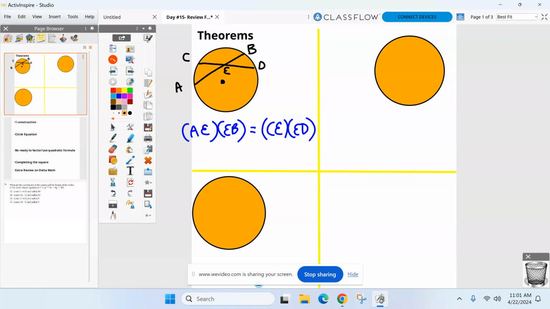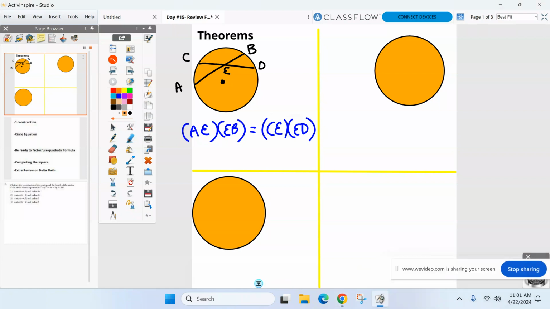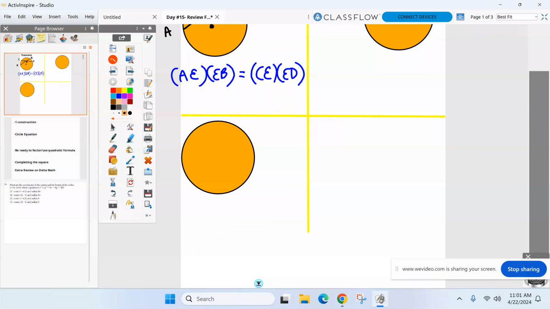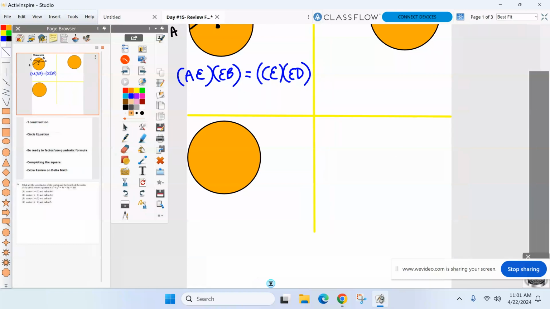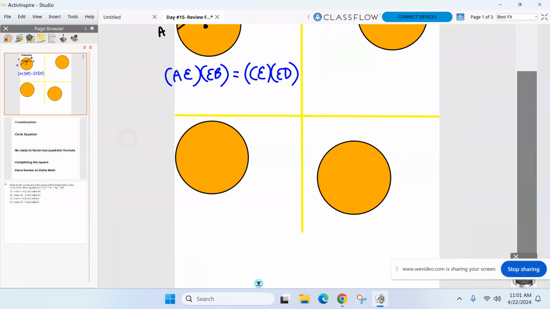So that's 2 chords only. I made a blank here. I didn't know whether or not to actually draw it in, but this is just a reminder that this theorem also applies to diameters and chords. Because what is a diameter? The longest chord in the circle. Yeah. So just a heads up. I don't think it's necessary to have it, but just as a reminder.